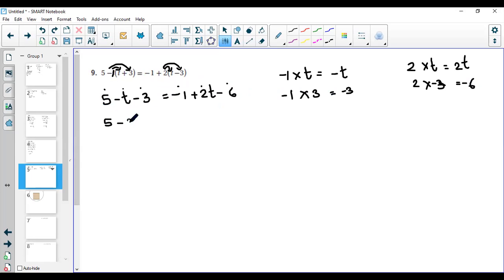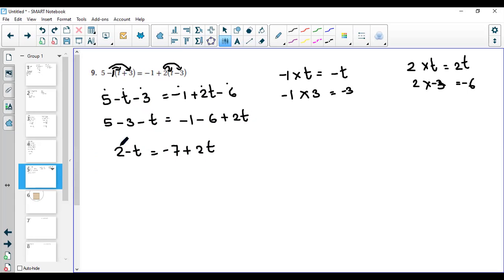5 minus 3 minus t equals, which ones are we going to solve here? Can I solve this 2 minus 1 plus 2t? No, how can I? It's a variable and a number. So I'm only going to solve negative 1, negative 6 plus 2t. Now, as I have already told before, we are not changing the signs of this because they're on the same side. We are not changing the side of the equation. So 5 minus 3 will give me a 2 minus t, and minus 1 minus 6 will give you a minus 7 plus 2t.